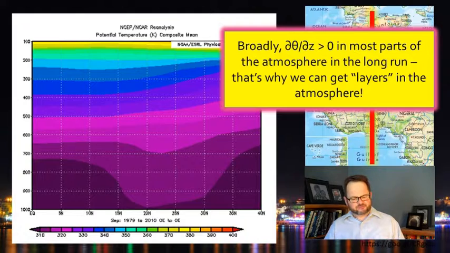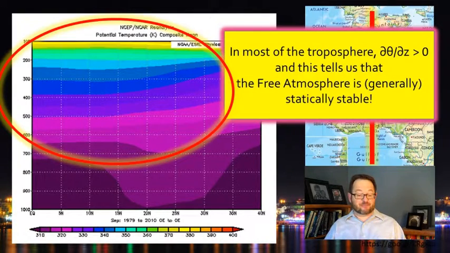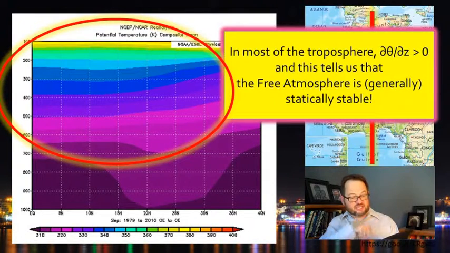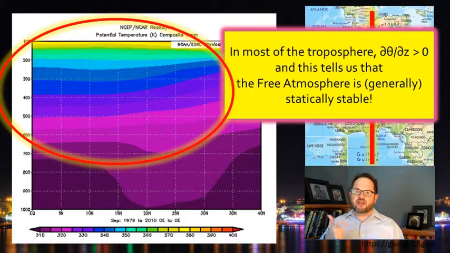philosophical point. But for example, most of the depth of the troposphere clearly has change in potential temperature with respect to height that is positive. If I pick a location inside that circle there and go up, pretty much any place I go up, I'm encountering higher values of potential temperature than where I started. Change in potential temperature with respect to height is positive. That means that most of the depth of the troposphere in this case is statically stable.